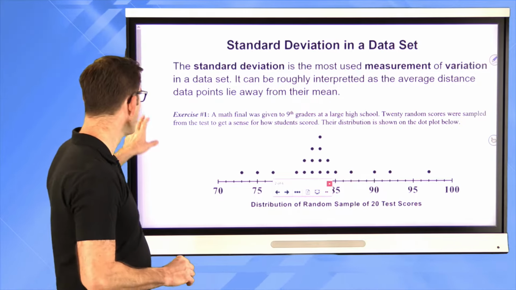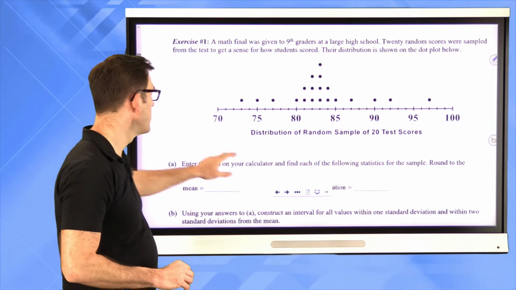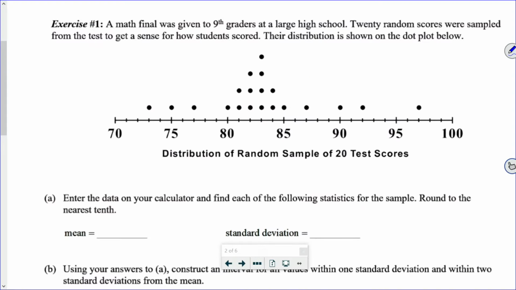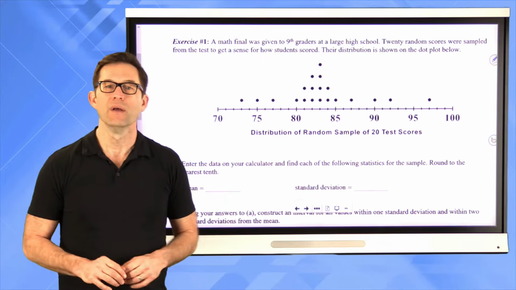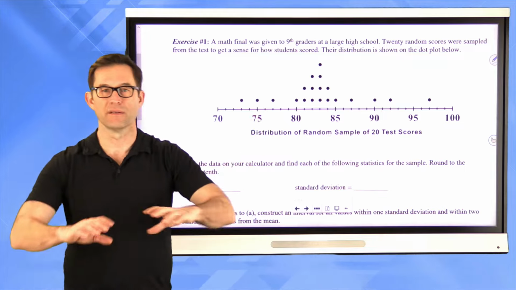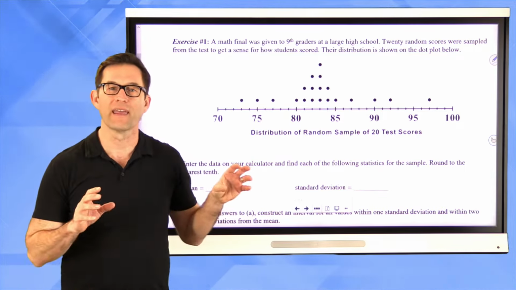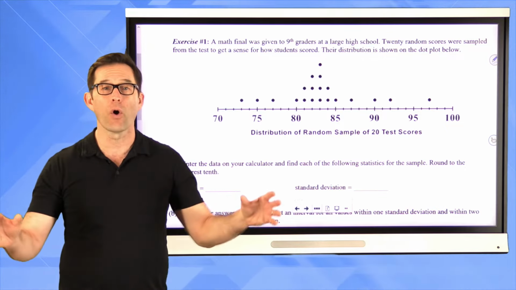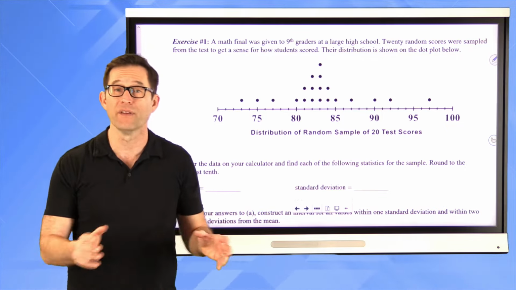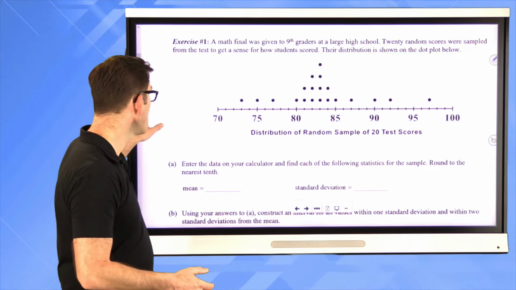All right. Now, let's get into that right away in exercise number 1. A math final was given to 9th graders at a large high school. 20 random scores were sampled from the test to get a sense for how students scored. Their distribution is shown on the dot plot below. All right, great. So we got this dot plot. We've taken this large high school math final. We randomly grabbed 20 of them to get a sense for how the overall population did on this test. Okay, and there's our dot plot.